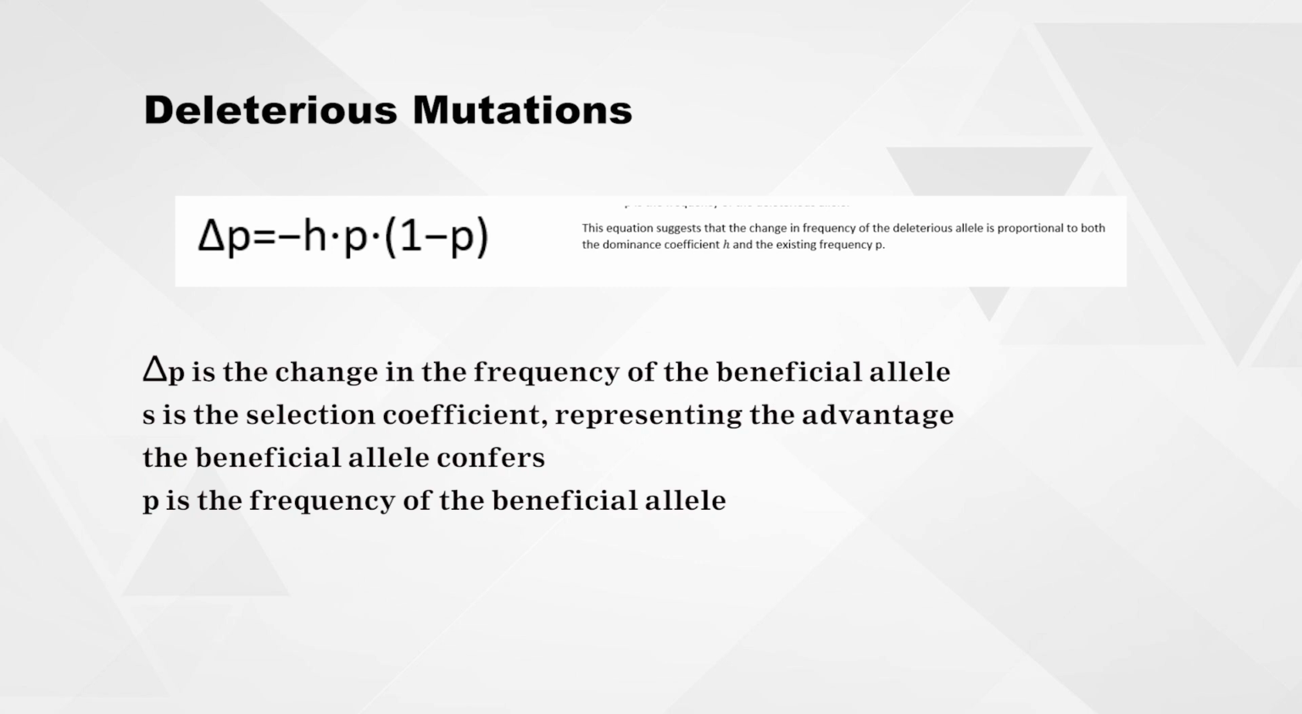Similarly, let us see how the deleterious mutation can be modeled. Deleterious mutations often lead to a reduction in fitness. That's why the equation here explains the negative side of it. The equation is delta p equals minus h times p times (1 minus p). As you can see, it is just like a beneficial mutation, where fitness is increased, whereas in this case the fitness is decreased. Again, delta p is the change in the frequency of the deleterious mutation. h is a dominance coefficient indicating the extent to which the deleterious mutation is expressed in a heterozygous condition. p is the frequency of the deleterious allele. This equation suggests that the change in the frequency of the deleterious allele is proportional to both the dominance coefficient h and the existing frequency p. A lot of work has been done to model these beneficial mutations as well as these deleterious mutations.